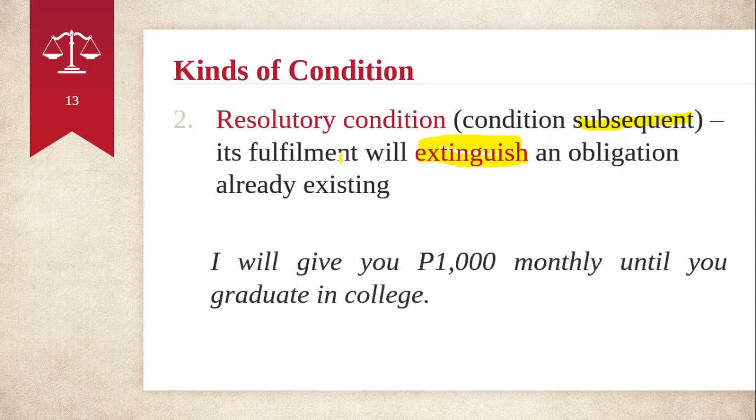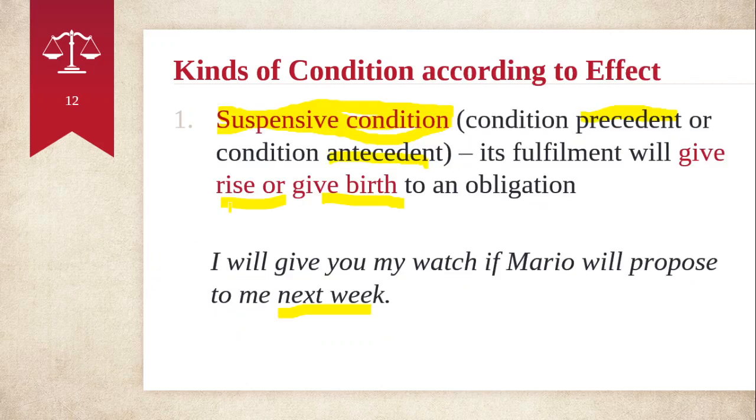Example, I will give you 1,000 monthly until you graduate in college. Resolutory condition, karon pa lang, nagsabot ta, obliged na ko dayon nga muhatag og 1,000. Pero, pag moabot ng condition, mahitabo ang condition, mawala na pod akong obligation. Ano yung condition dito? Ikaw ay makakagraduate na sa college. Yan yung kondisyon. Pag nangyari to, anong mangyayari sa obligation ko na 1,000 monthly? Mamamatay. Ayan, RIP. Okay?